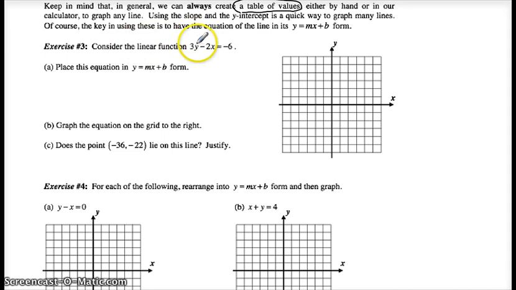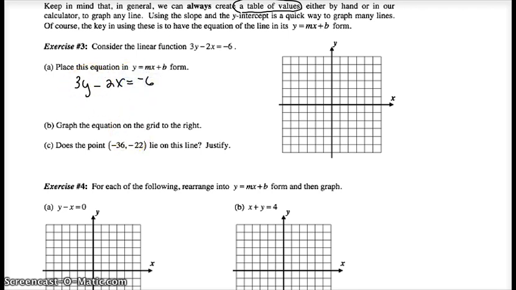Okay, so number 3 says, consider the linear function 3y minus 2x equals negative 6. The first thing we want to do is put it in y equals mx plus b form, which is exactly what we do when we use the calculator. So let me rewrite that. 3y minus 2x equals negative 6.